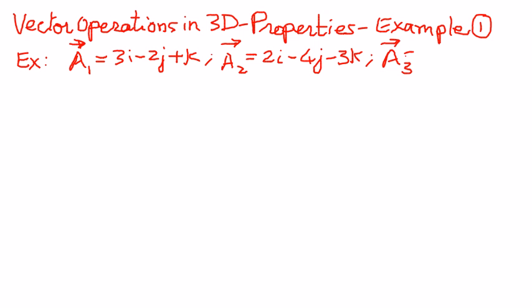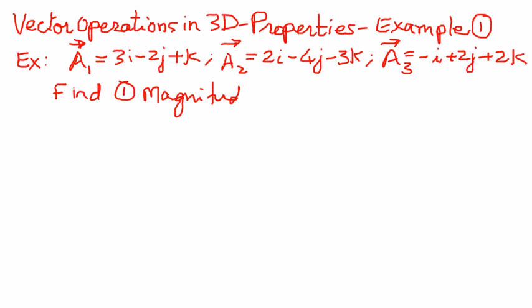as another vector and if the components of those are negative i plus 2j plus 2k, then we want to find the following things. 1. We want to find the magnitude of vector A1 and vector A3.